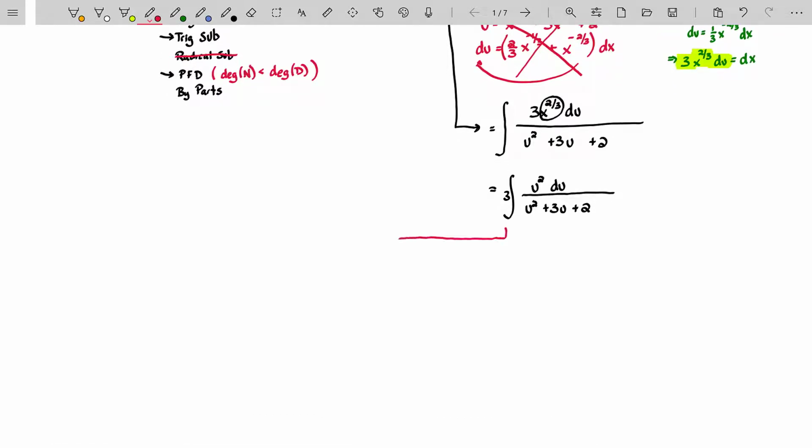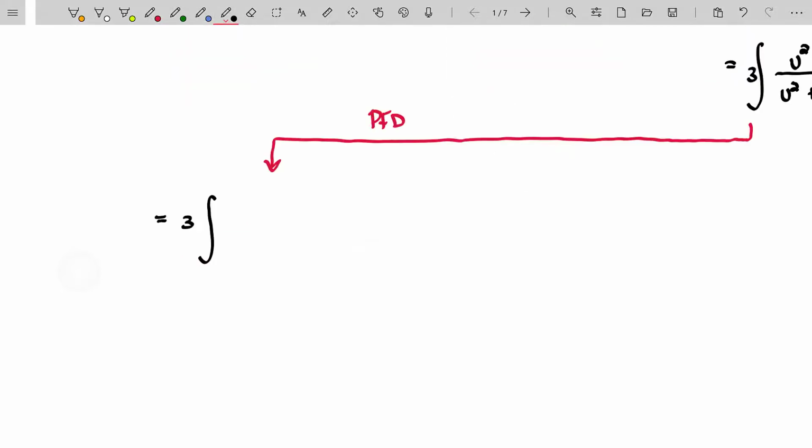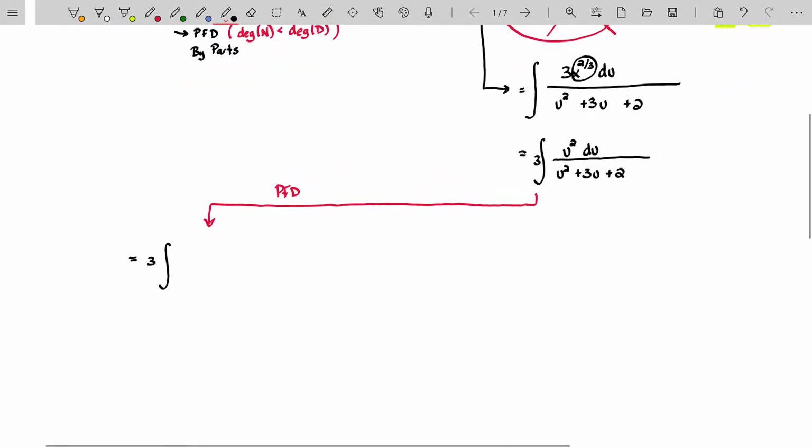So I'm going to grab this and move this over here for my partial fraction decomposition. And again, this is just an option. You don't actually have to do it this way. I need to get the numerator to have less degree than the denominator. To do that, I'm going to do a little bit of long division.